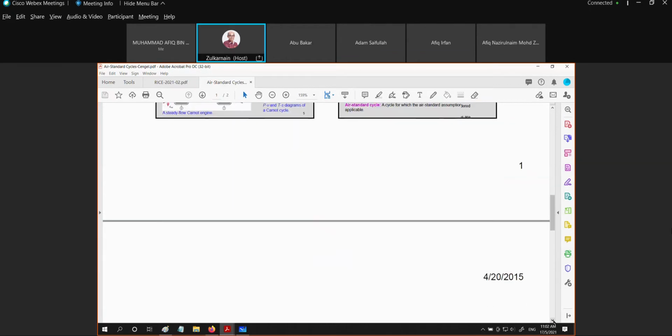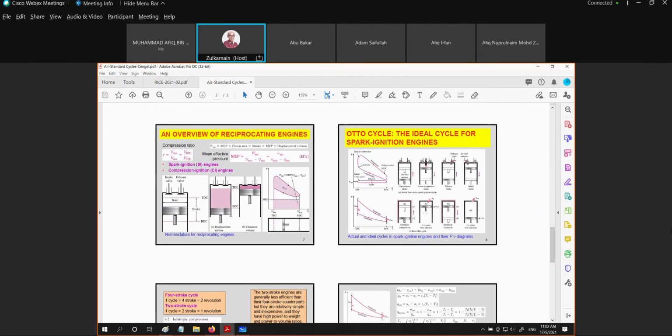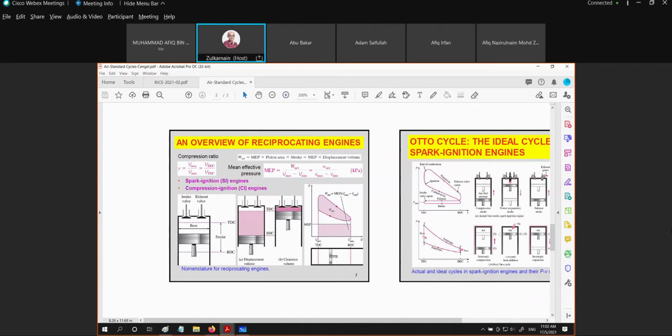And then we have looked at the Otto cycle. This is our Otto cycle. For the Otto cycle, we have the compression process from 1 to 2, then the heat addition process 2 to 3, then the expansion process 3 to 4, and the heat rejection process 4 to 1.